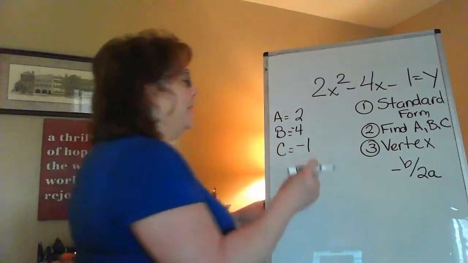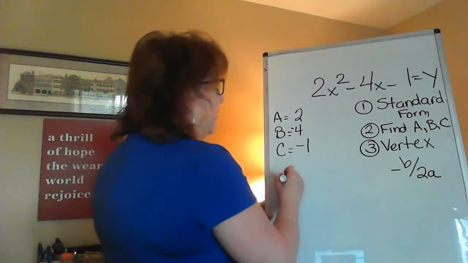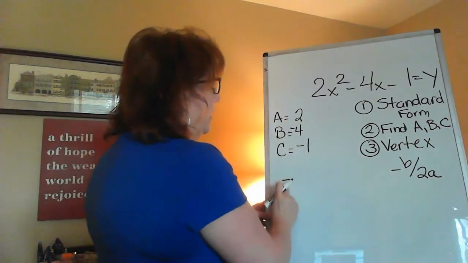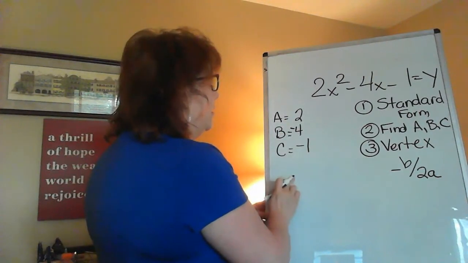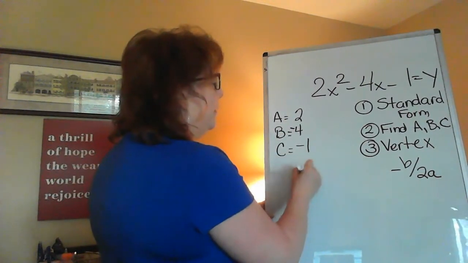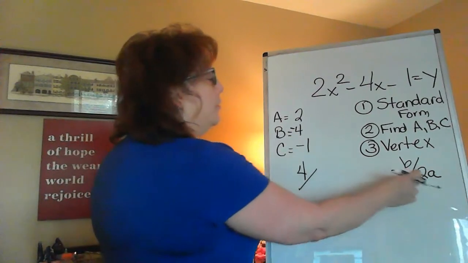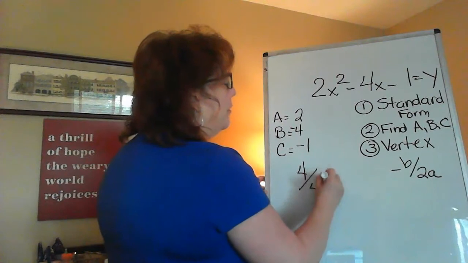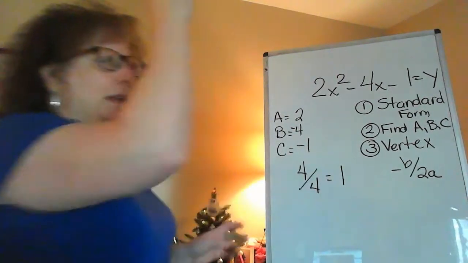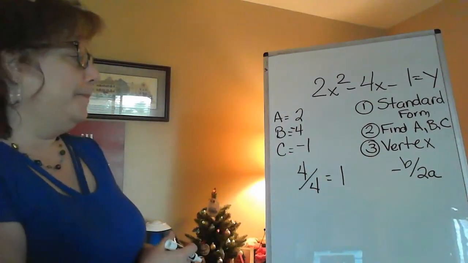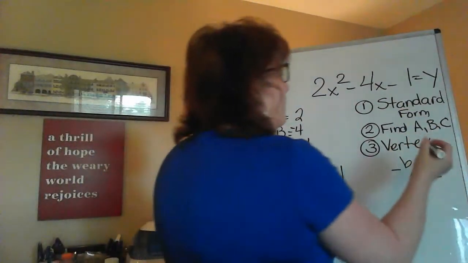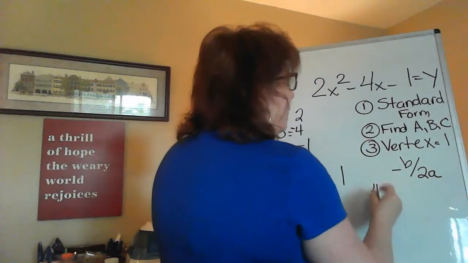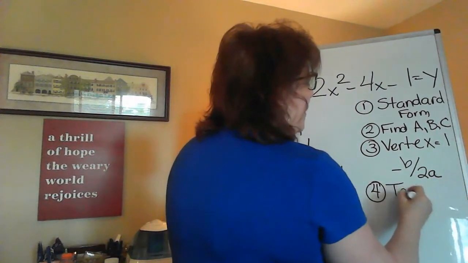So what we're going to do now is take these, plug them in there. So the -b, it's already a negative. I've got a negative here. That's actually going to turn it into a positive. And that's going to be 4. And then 2 times a is going to be another 4. So my vertex is going to run down through 1. So I find my vertex and it equals 1. Then step 4 is going to be the table of values.